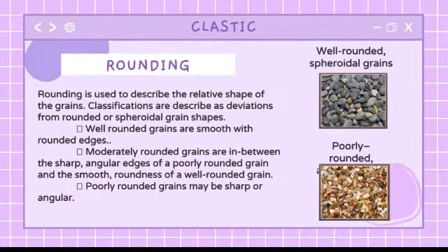Now, let's go to the rounding. Rounding is used to describe the relative shape of the grains. Classifications are described as deviations from rounded or spheroidal grain shapes. Well-rounded grains are smooth with rounded edges.